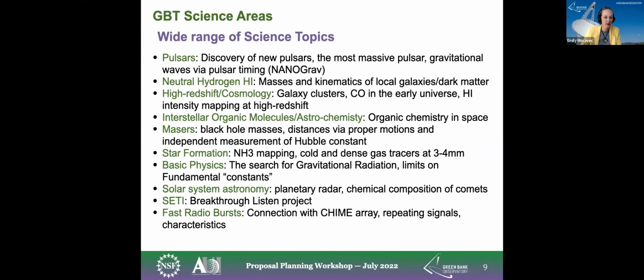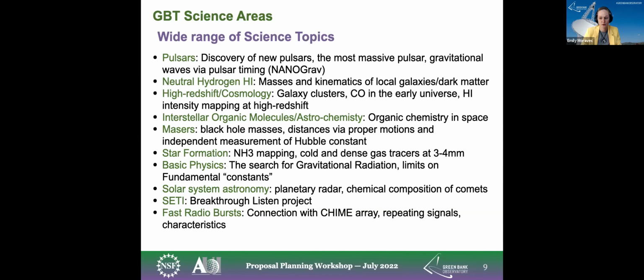Okay, so this is the fantastic large range of scientific areas that use the GBT to study various science objects. So we have a lot of pulsar science going on, particularly by NANOGrav. There's a lot of science being done with neutral hydrogen. You can get the masses and kinetics of local galaxies. Some cosmology and high redshift work, galaxies, galaxy clusters, carbon in the early universe.